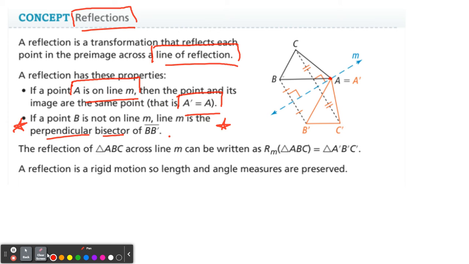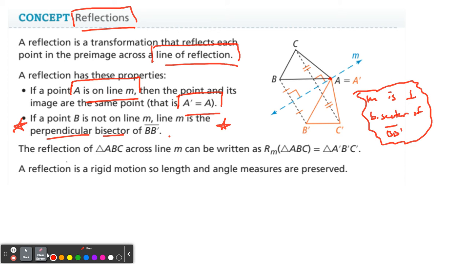Let's use B and B prime. Here's the segment connecting the pre-image and the image. Notice that line M goes right through the middle of this segment. Notice the congruences, and it forms a right angle, perpendicular. That's a big idea. So M is the perpendicular bisector of segment BB prime. It's also the perpendicular bisector of segment CC prime. Congruence, there's your right angle.